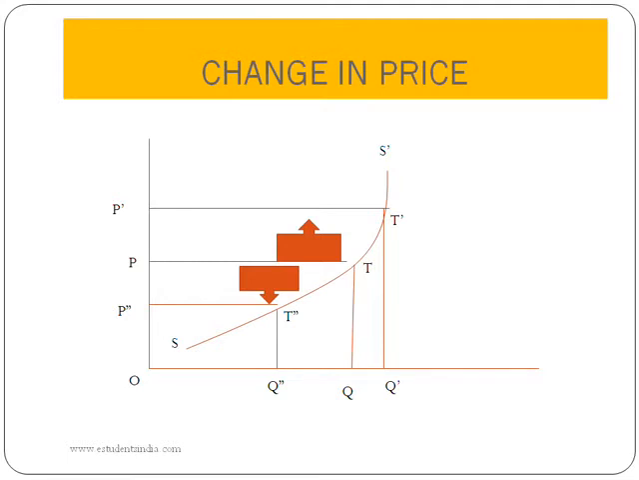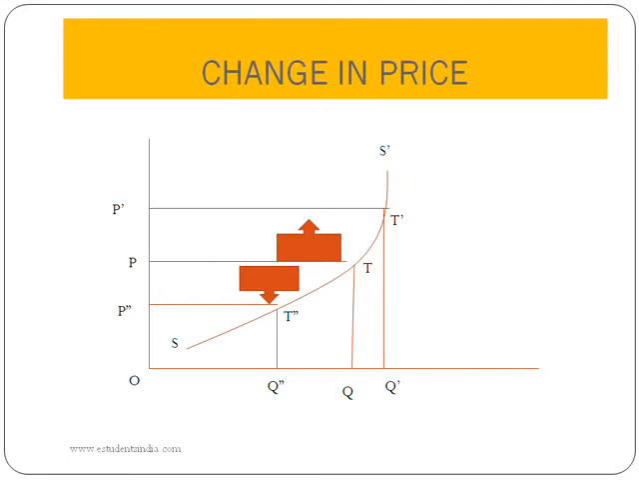Change in price. Look at the graph. S dash is the supply curve. P is the price and Q is the quantity. There is change in price. Price increases to P dash. Then quantity increases to Q dash. So the point T moves along the supply curve S dash to T dash.